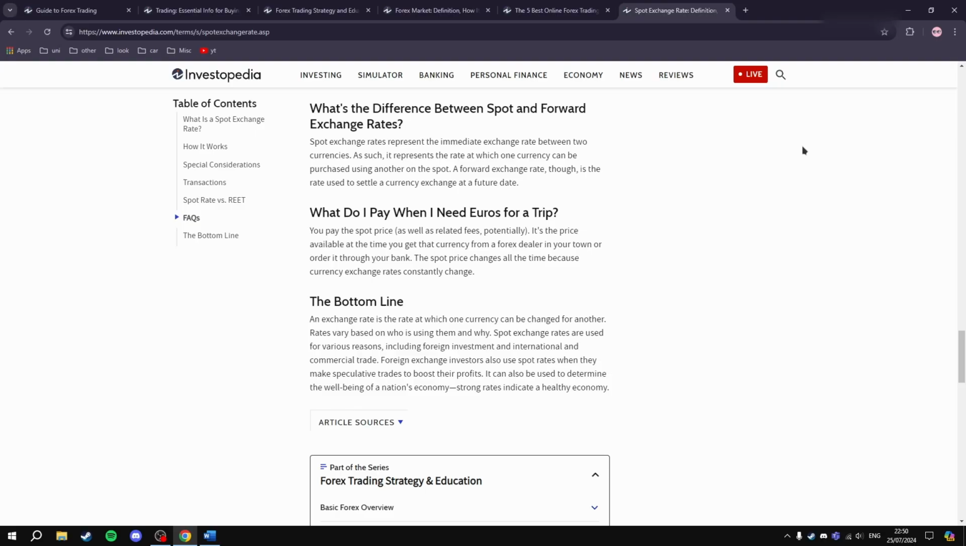What do I pay when I need euros for a trip? You pay the spot price as well as potentially related fees. It's the price available at the time you get that currency from a Forex dealer in your town or order it through your bank. The spot price changes all the time because currency exchange rates constantly change.